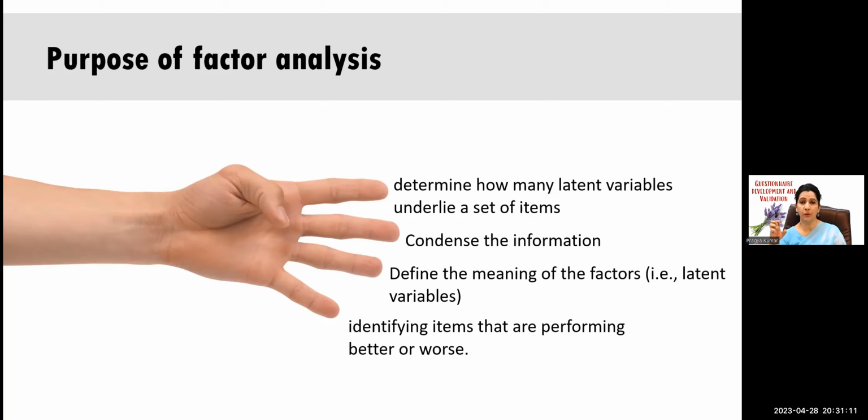So ultimately what this factor analysis does, it condenses the information so that now you can present the result in that 5 personality domains. And it also identifies the items. So what do I mean by item? Item is a question, a single question. So it identifies the items that are performing worse and better also. So better we will keep, and worse we will discard or we will modify.